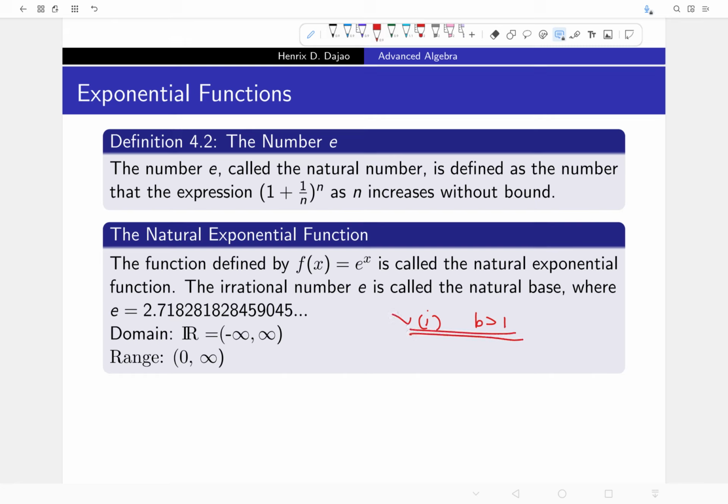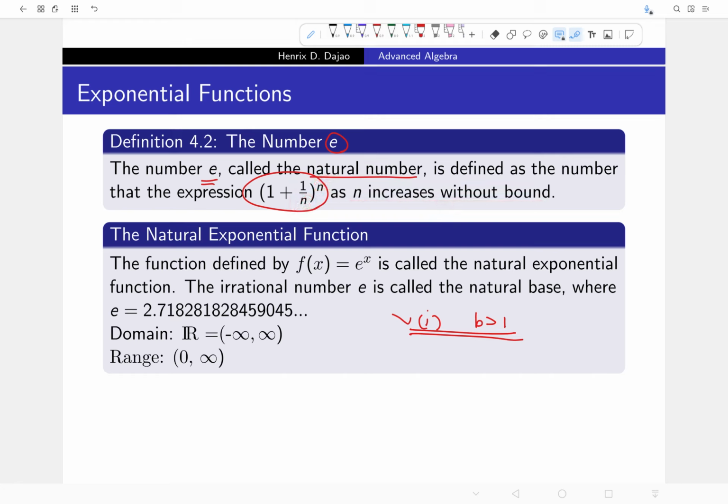Now first, let's define the number e. This is not a variable, this is a constant. The number e is called the natural number and is defined as the number that this expression approaches as n increases without bound. So imagine this n increases without bound. n can be 1, n can be 2, n can be 3, or with decimals, 3.5, and so on.